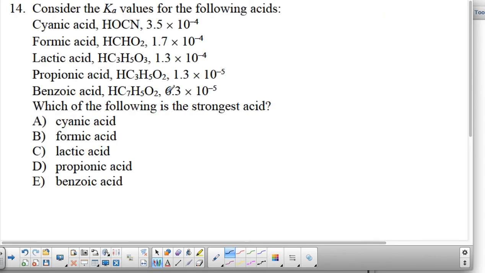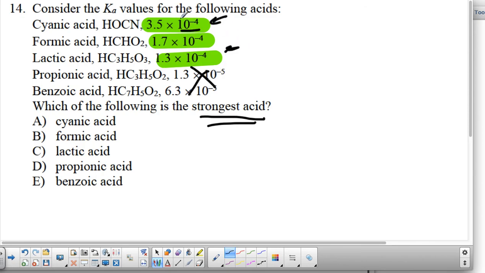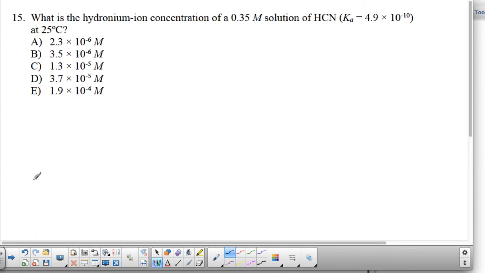Next one, 14. When it talks about a strong acid, when you have weak acids, how do you rank them? You rank them by their K value. The larger the K, the more products there are. So I look at the numbers. Well, if I look, 10 to the negative fourth is a lot larger than 10 to the negative fifth, so I automatically eliminate those. Then I look which one of these has the largest number. 10 to the negative fourth with 3.5 means that that would be the correct answer. So 14, that would be the strongest acid because it has the strongest Ka value.